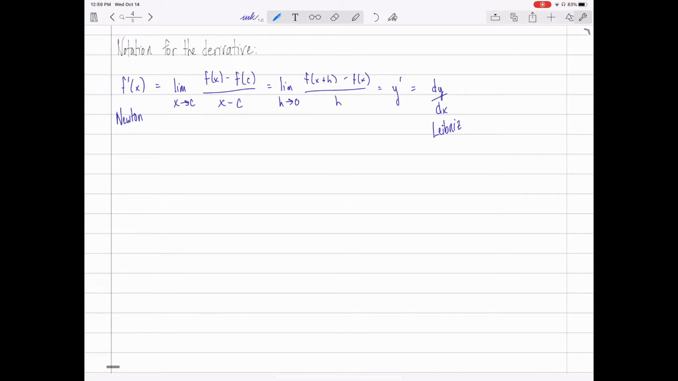And the way we'd read this Leibniz version, I'll actually write it out because it's important. So this one means the derivative of y with respect to x. So if you're reading that, that's a way you could say it.